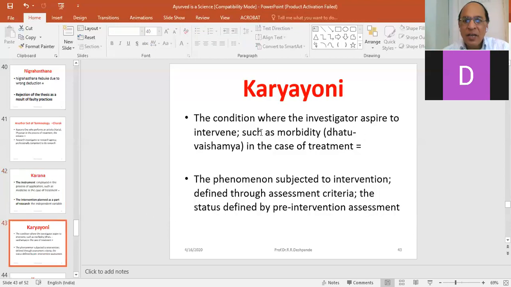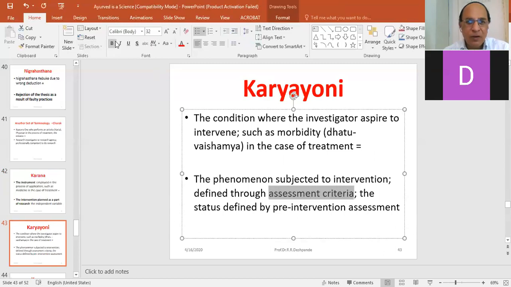Next, Karyayoni. Okay, Karyayoni. So that is the assessment criteria. Very useful word. Forget about all other things. Karyayoni is an assessment criteria. For example, I have decided rheumatoid arthritis RA positive as well as RA negative patients I will include. I will check the ARA, American Rheumatic Association, has described some parameters to decide the rheumatoid arthritis. So those parameters I am taking, that is a Karyayoni.